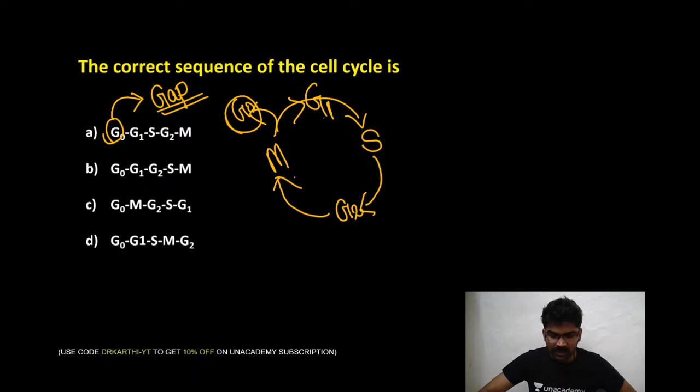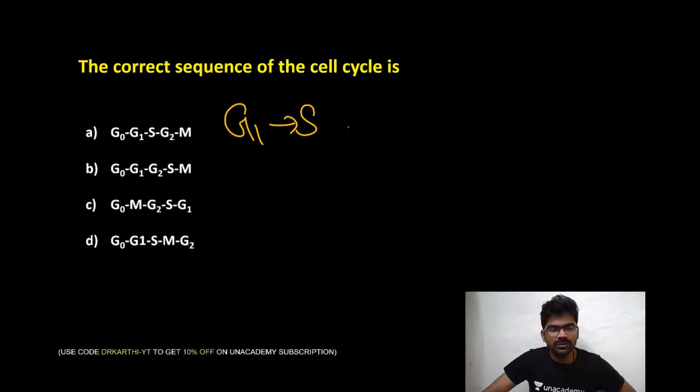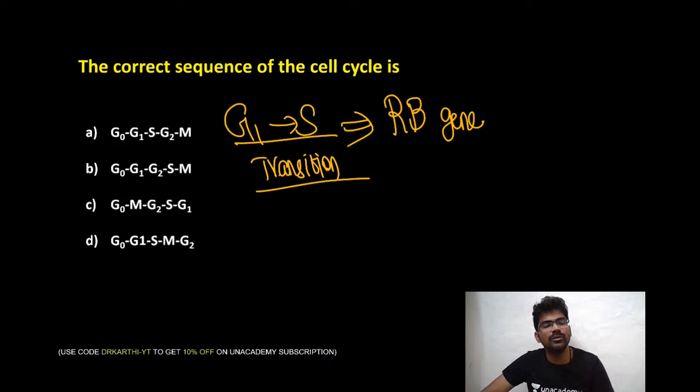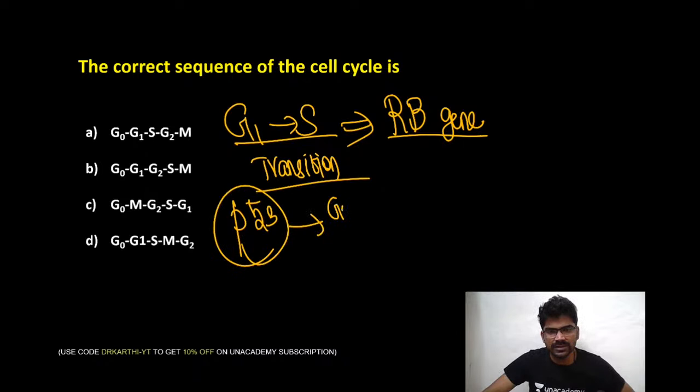Which is the G1 and S transition, who is going to regulate? G1 to S transition is regulated by the RB gene, right? That checkpoint, the G1/S checkpoint, is controlled by your RB gene. P53 actually controls at multiple levels. You cannot just say that it controls just the G2/M checkpoint, it controls multiple levels also.